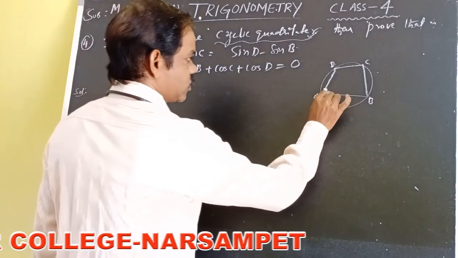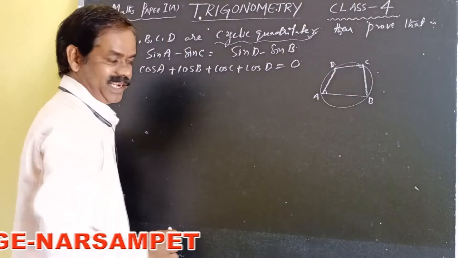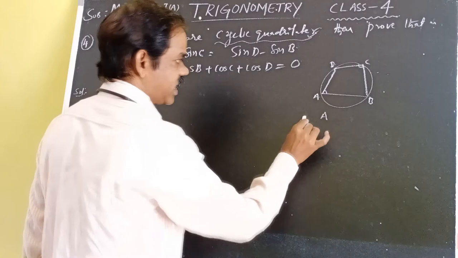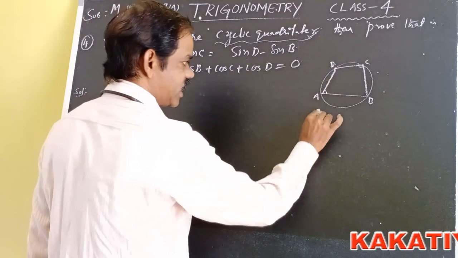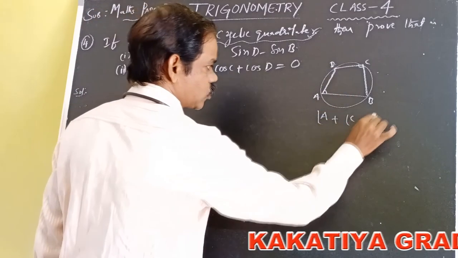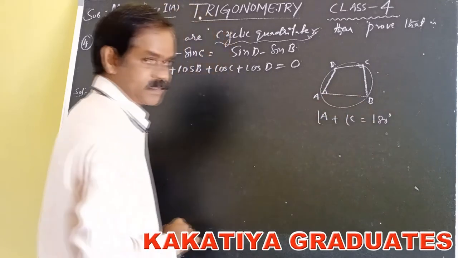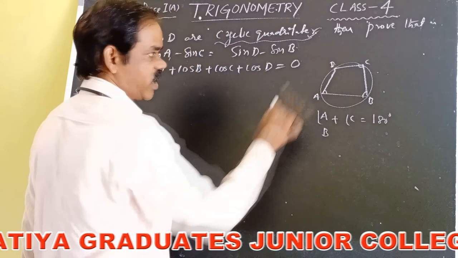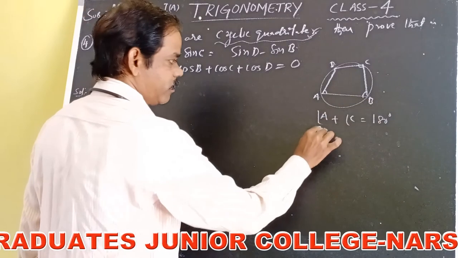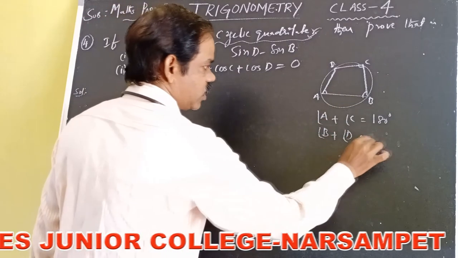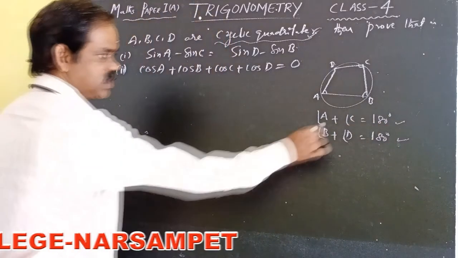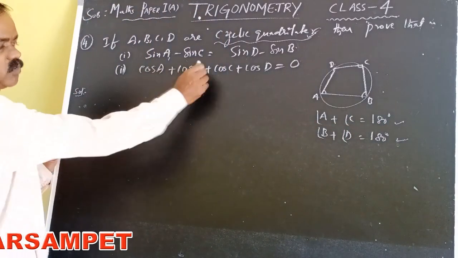The sum of opposite angles. What is the opposite angle of A? C. So angle A plus angle C is equal to 180 degrees. Same like that, the opposite angle of B is D, so angle B plus angle D is also 180 degrees. It is a basic concept. By using this concept, you can solve this problem very easily.